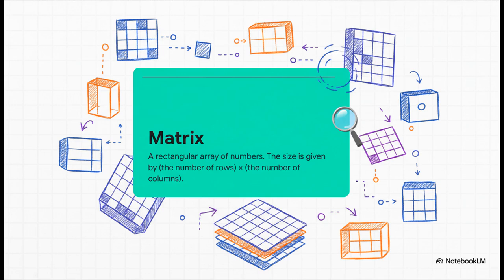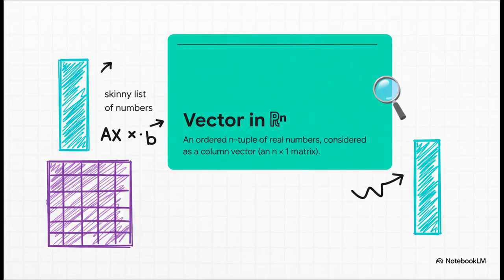First up, the matrix. Now, don't let the name throw you. A matrix is literally just a grid of numbers. That's it. It's like a spreadsheet, a way to keep things organized. We describe its size by its rows and columns. Think of it as just a container for our numbers. And a vector? Well, a vector is just a special, much simpler kind of matrix. It's a matrix that only has one single column. So it's just a tall, skinny list of numbers. In our cool little equation, Ax equals b, both the x and the b are going to be vectors.